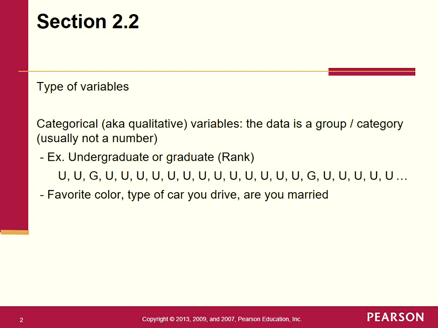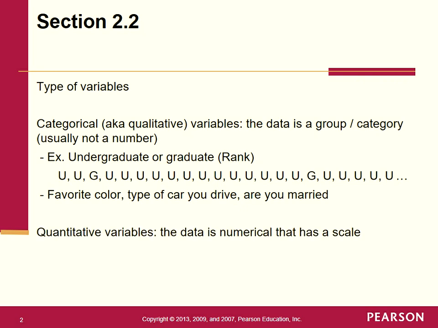Here are some examples of categorical: a person's favorite color, type of car a person drives, are you married? If you ever have a question whether something is categorical, just answer it yourself. How would you answer these things? Favorite color, you wouldn't answer with a number. Type of car you drive, you wouldn't answer with a number. Are you married? Yes or no? Just answer the question yourself, and how you're answering it will tell you if it's categorical or not, usually, anyways.